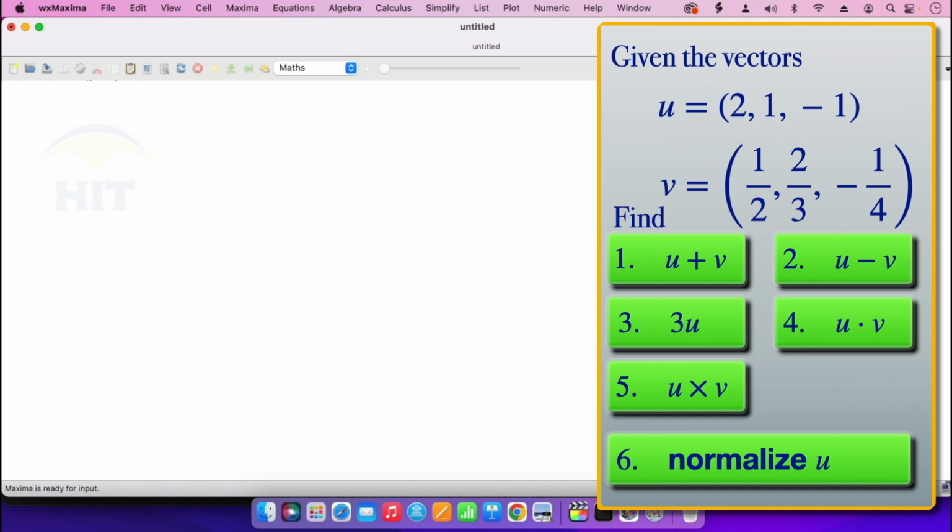I now move on to the fourth question, the inner product of u and v. For the inner product of u and v, I'll type in my u, and for the inner product, we use the dot, the one that we use as a full stop, so it will be dot v. Then I press Shift Enter. Then we have the inner product of u and v is 23 divided by 12.